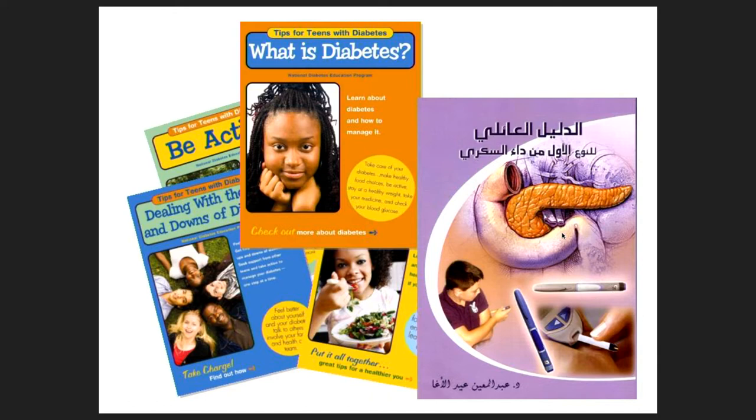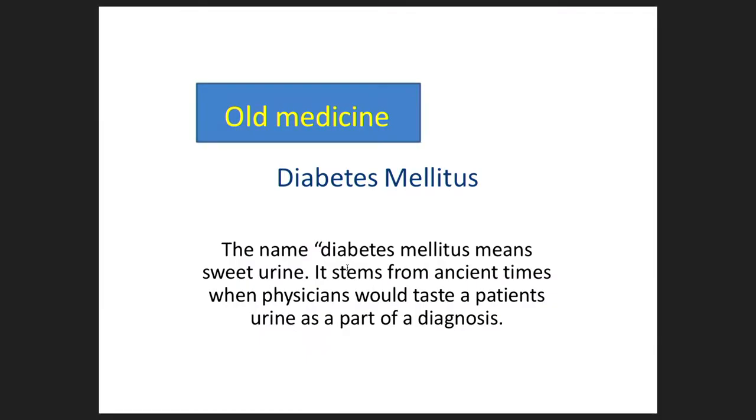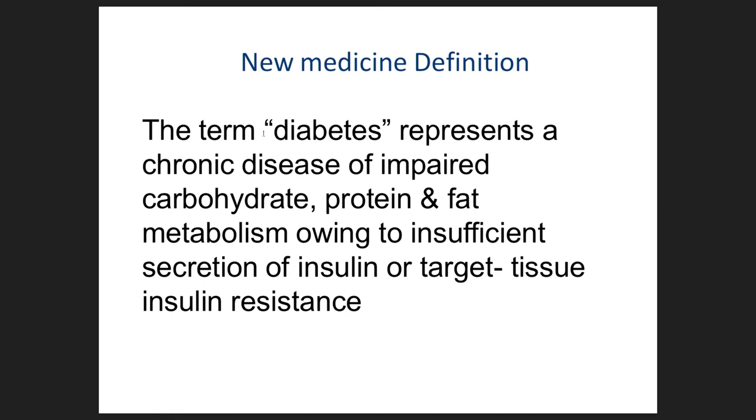The old definition of diabetes means sweet urine. Diabetes means too much urination. Mellitus means sweet. So the old definition was only a translation: diabetes, too much urine; mellitus, sweet. But the current definition of diabetes represents a chronic disease of impaired carbohydrate, protein, and fat metabolism.